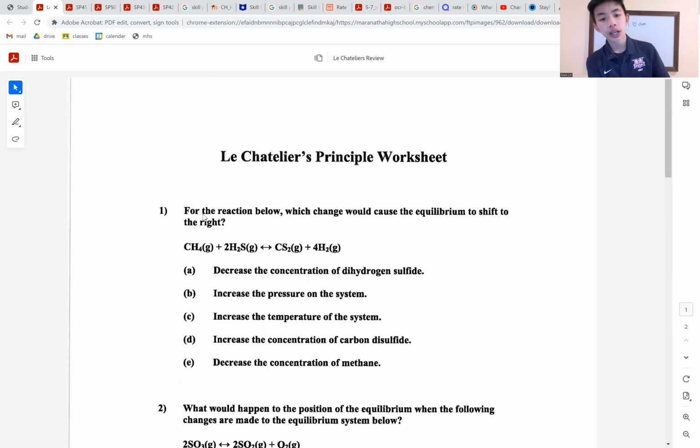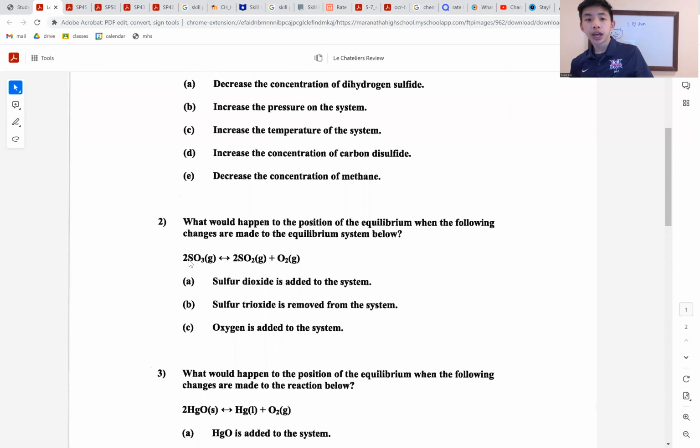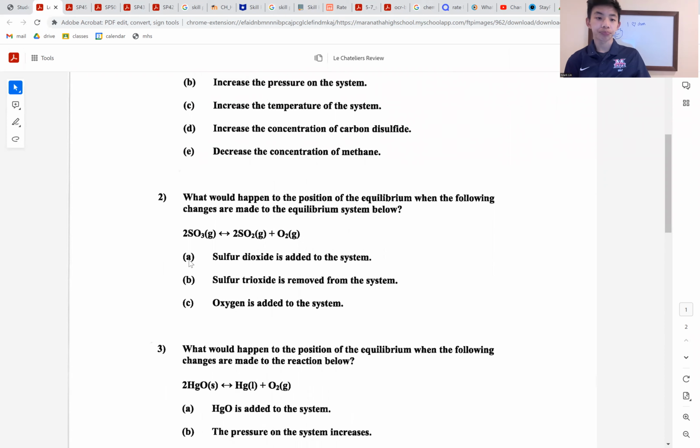D, I was giving C, increase the concentration of carbon disulfide. Carbon disulfide is right here. So if you increase the concentration, it will go reverse, to the left. So E, decrease the concentration of methane. Methane is CH4. If you decrease it, it'll compensate by going to its own side, which is reverse. So C is the only right answer because A, B, D, and E are all the same.